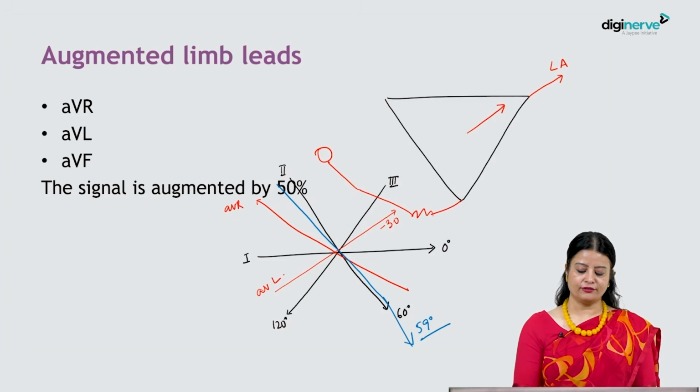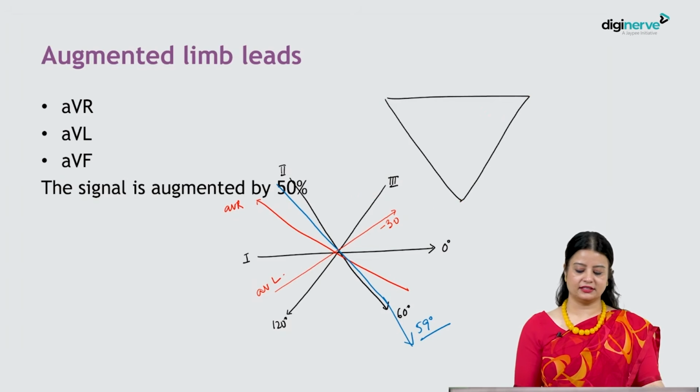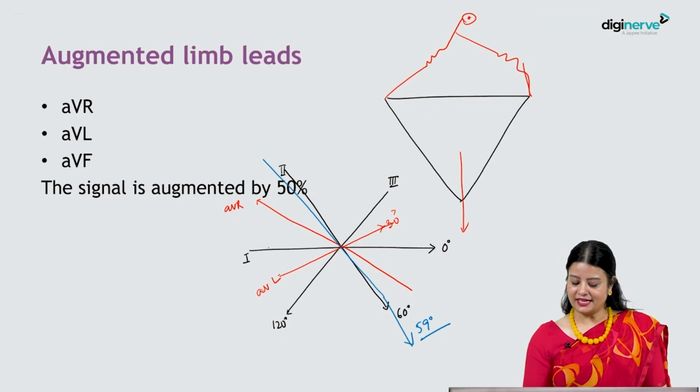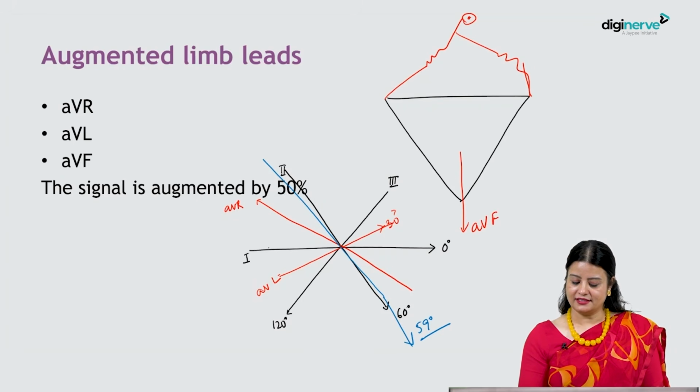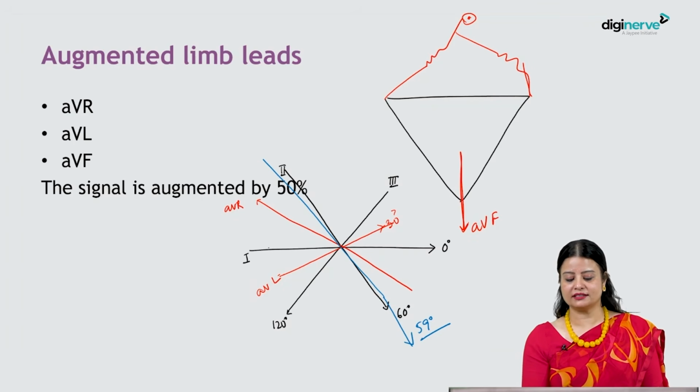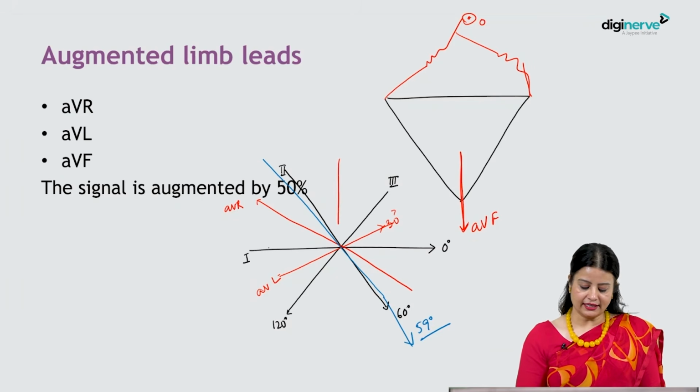Similarly, for the AVF, the active electrode is on the left foot and the other two electrodes are joined to form the indifferent electrode. So in AVF, the active electrode is towards the left foot and the indifferent electrode is formed by joining the two other poles, creating the indifferent electrode at 0 potential. So accordingly, the direction of AVF is at plus 90 degrees.